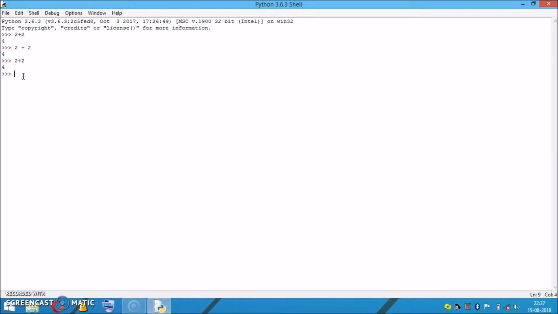Okay, so if you want to multiply a number, you need to use an asterisk. So let's say I wanted to multiply my number, that is 2 with 2. The answer I will get is 4. And if you want to divide a number, that is indicated by a forward slash. So let's say I wanted to divide 10 by 2. So the answer is 5.0, which is a float.